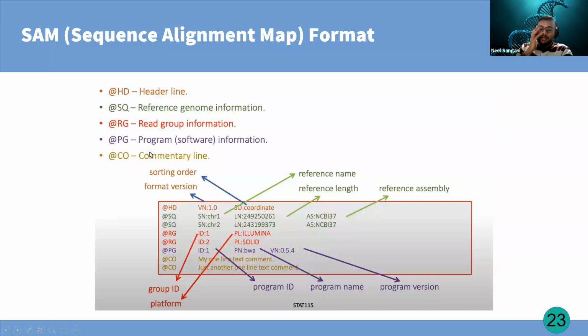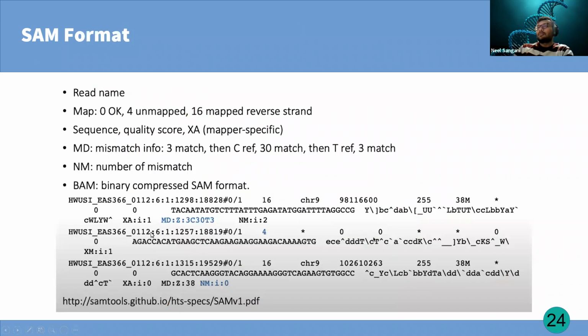Quickly looking at the sequence alignment map format, we have the header, reference genome information, read information, the program software we're using, and the commentary lines. They all are mentioned here. You can pause the video and look at different things. The SAM format specifically has multiple fields: read name, and the mapping flag.